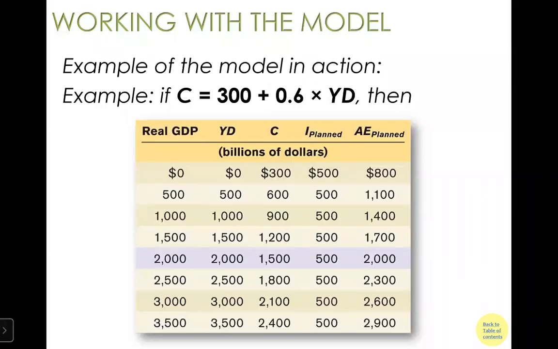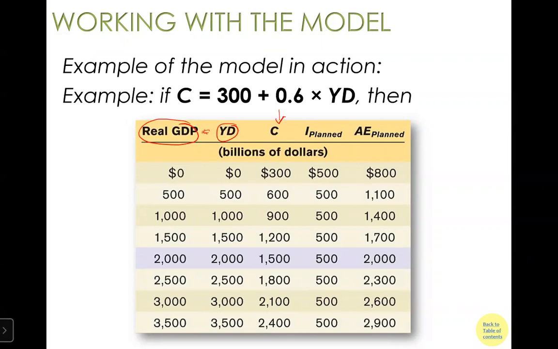Okay, so just look at this table, right? So what do we have in this table? Real GDP, okay? So the YD is disposable income, okay? And these two are equal to each other. So essentially, that's just one way to look at real GDP. Now we have consumption.